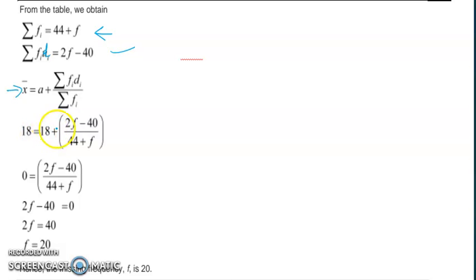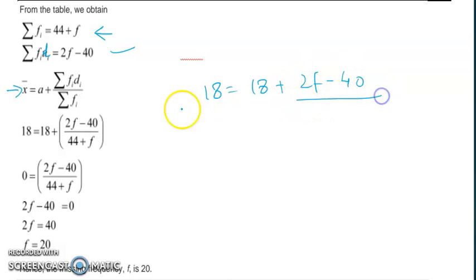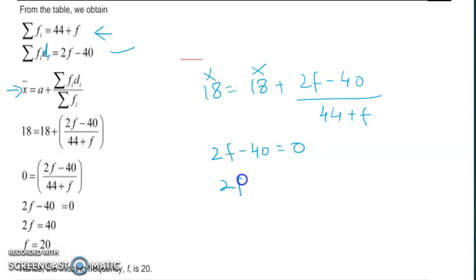So 18 plus summation fi di. Summation fi di is how much, student? 18 is equal to 18 plus 2f minus 40 upon summation fi. Summation fi is how much? 44 plus f. So how to calculate this? 18 will cancel, student. It will become 0, right? So 44 plus f multiplied by 0 will give me again 0. So 2f minus 40 is equal to 0. So 2f is equal to 40, students. So f is equal to 40 divided by 2, which is equal to 20. So the missing frequency is 20.